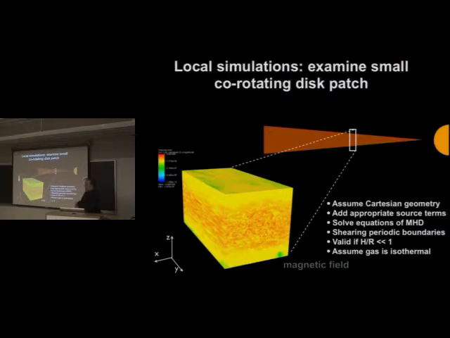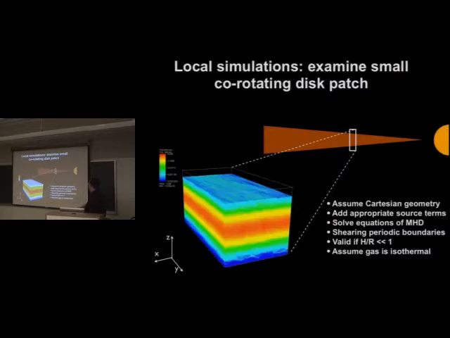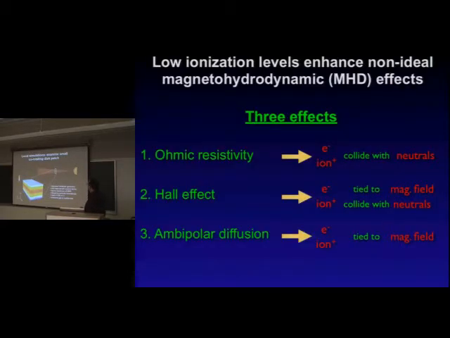And we added in, of course, the appropriate source terms corresponding to radial gravity, centrifugal force, and the Coriolis force. And then, of course, we just solve the equations in MHD. This is generally valid as long as the size of your domain over the radius away from the star is much, much less than 1. You can expand the equations in this approximation. And in all these simulations, we assume that the gas is isothermal, so we don't treat any radiative effects yet.